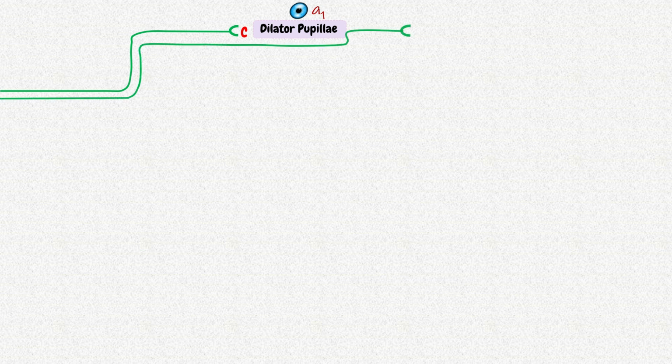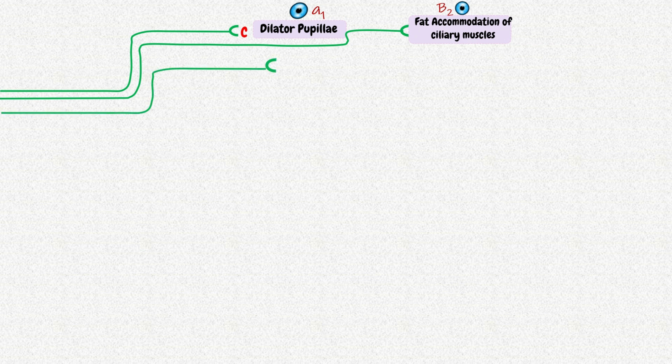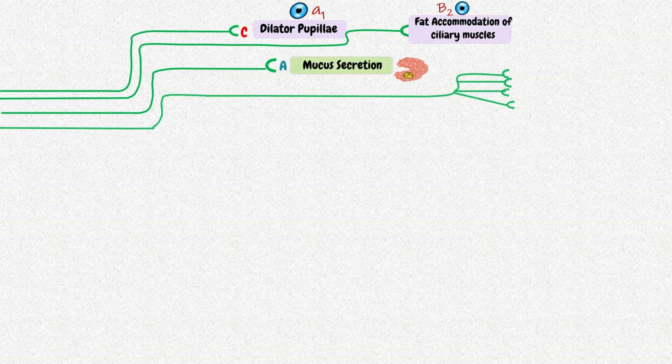This is a postganglionic adrenergic nerve. Another effect on the eye is that the eye also has beta-adrenoceptor. The sympathetic system causes far accommodation of the ciliary muscles. This is a postganglionic adrenergic nerve. If the effector organ is the submandibular gland, then the sympathetic system activates mucus secretion. This is a postganglionic adrenergic nerve.